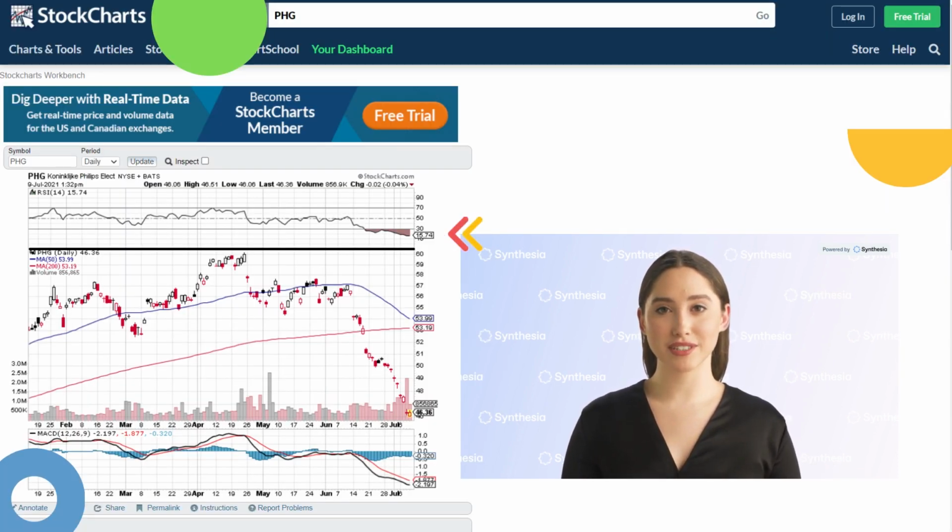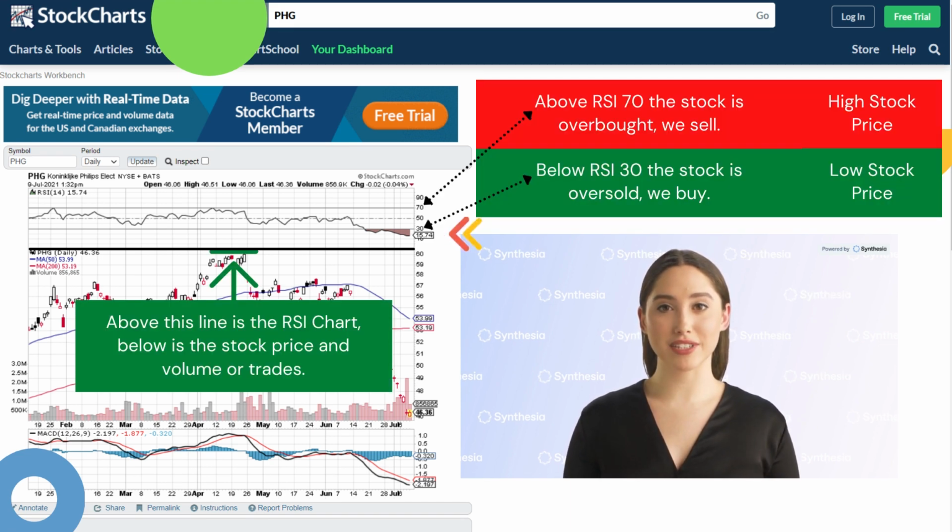Now we can go to stockcharts.com and enter the stock ticker PHG to see the RSI chart. As we can see, the stock is at 15.74, which is massively oversold, meaning less demand, which means lower prices. As you can see, the top section is the RSI chart. The second part is the stock price and volume. Remember, below RSI 30 we buy, and above RSI 70 we sell. The stock price moves with the RSI level.